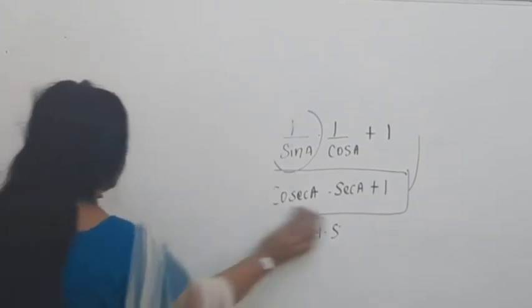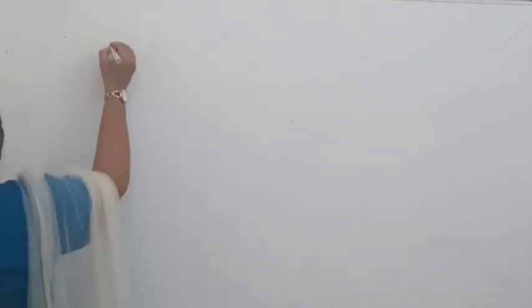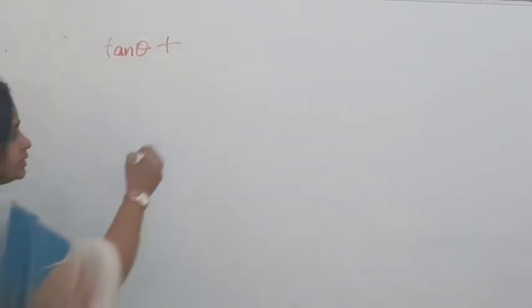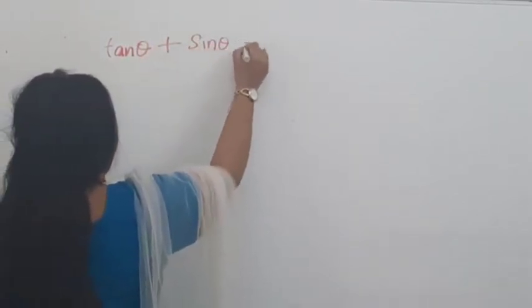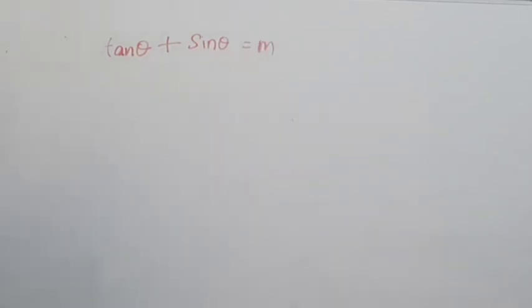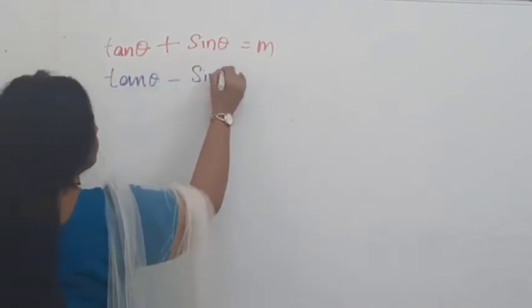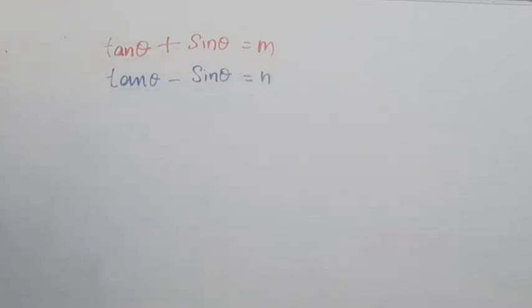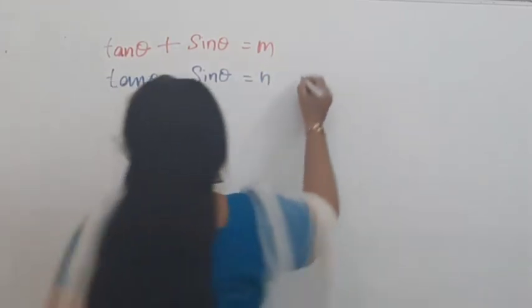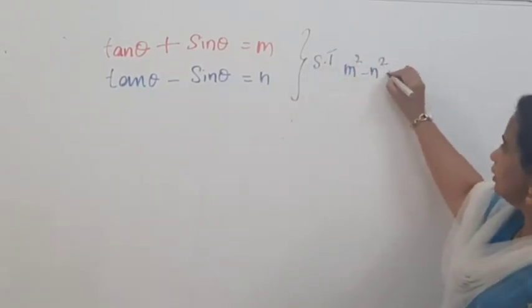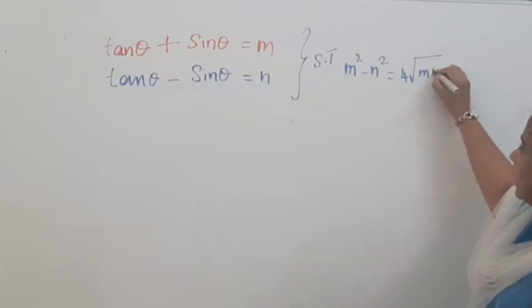So the fourth question says like this, the identity is tan theta plus sin theta is equal to m, and then tan theta minus sin theta is equal to n. We have to prove that, show that m square minus n square is equal to 4 root mn.